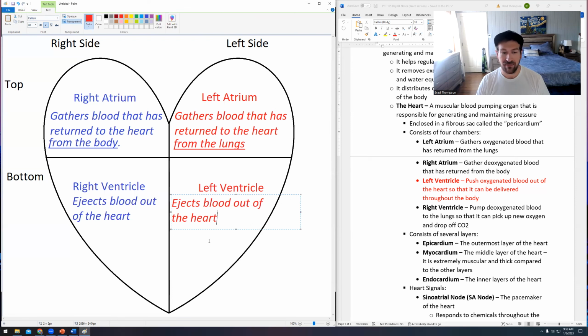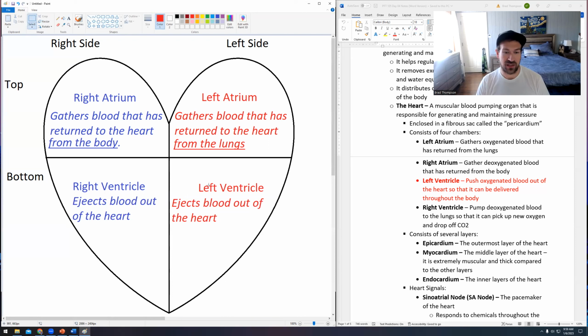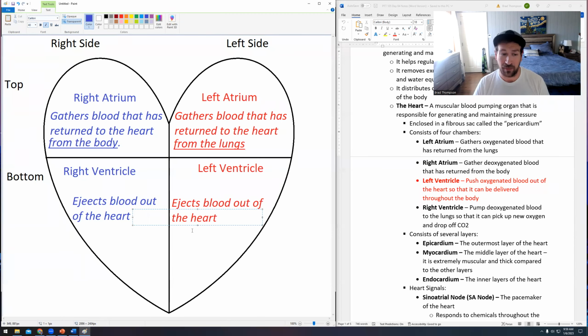Okay, so again, not helpful because those definitions are the same, right? But how do we separate them? Well, I also spelled ejects wrong. That's okay. I'm just going to deal with it and not go crazy. Well, the right ventricle, because it's deoxygenated, the first place we want that blood to go is towards the lungs, okay? So that's its job. It's trying to eject blood out of the heart.